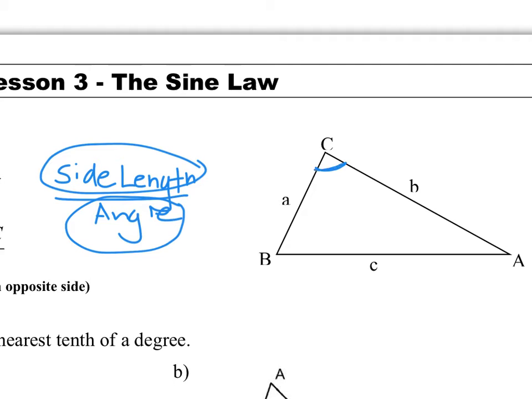Your angle matches to the side length opposite of it. So if I want to find angle C, side length C is across. If I want to find A, angle A is across from side length A. The same is true for B. So all we're basically doing is matching up a side length and an angle. And then I'll teach you the trick with sine law.